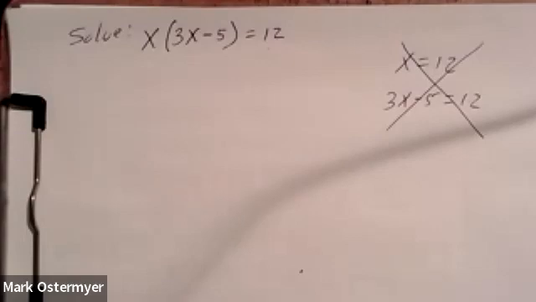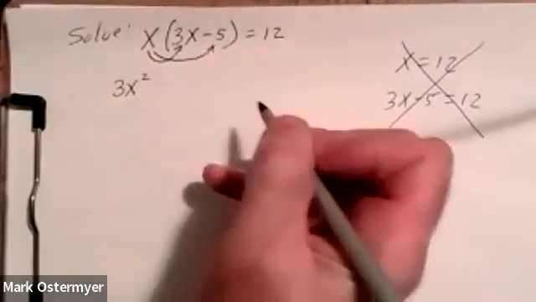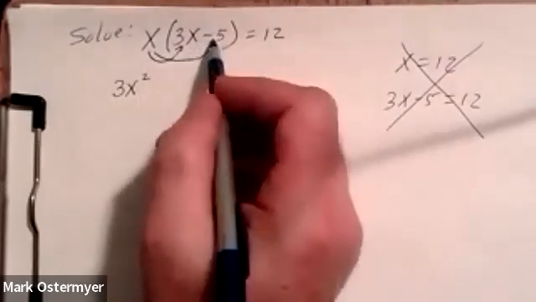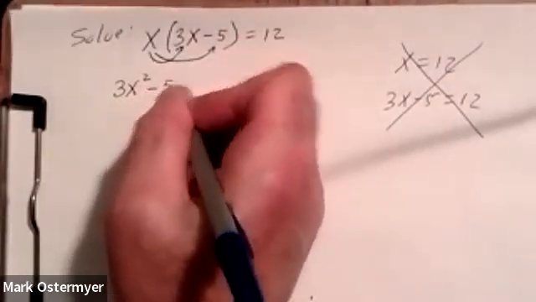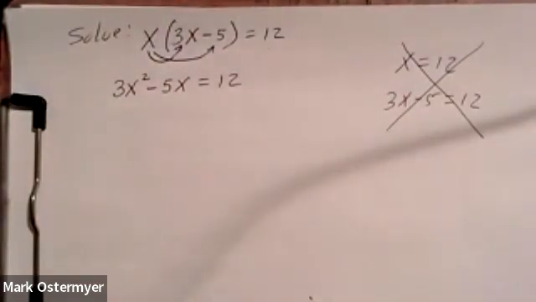Okay, we can get it set equal to 0. Even before we get it set equal to 0, can we simplify the left side at all? What property would enable me to remove the parentheses on the left side? Distribute property. Yeah, we really should distribute first. What's x times 3x? 3x squared. What's x times minus 5? Minus 5x equals 12. Ah, that looks a little bit more normal now, doesn't it?